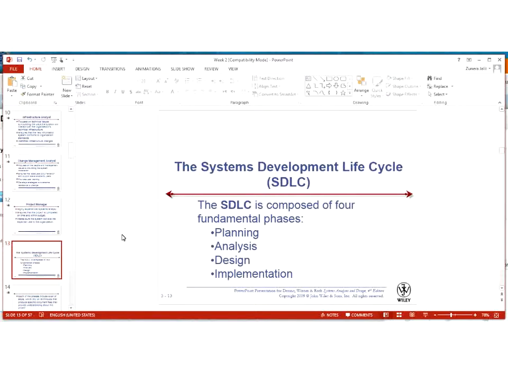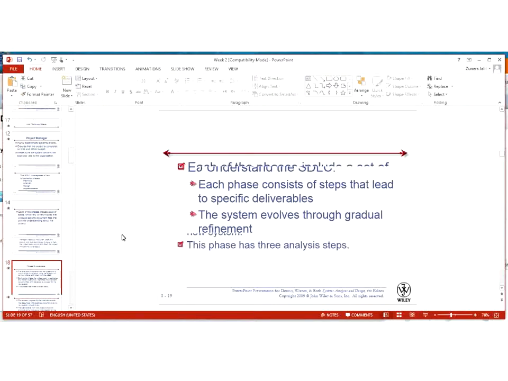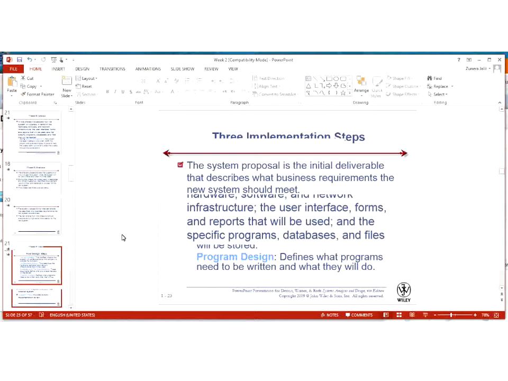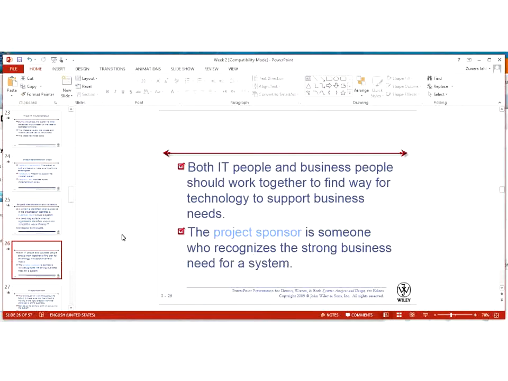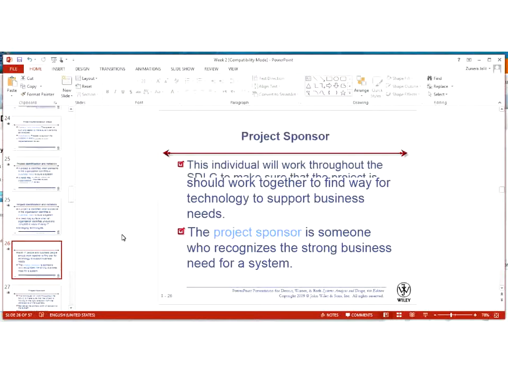And then I told you about the systems development life cycle, in which I told you that there are 4 phases: planning, analysis, design, and implementation. And then I told you about the further steps in each of these phases. After that, I told you that project identification and initiation is important because someone should identify the business need to build a system, that is, why we are doing this project. And then I told you that there is a project sponsor who is someone who can recognize the strong business need for the system.